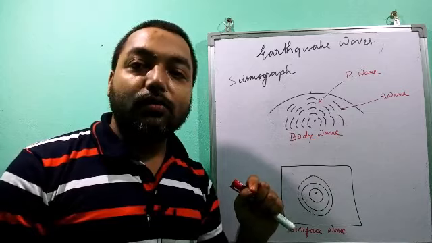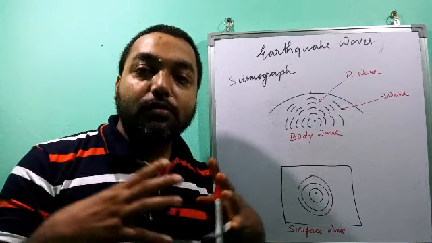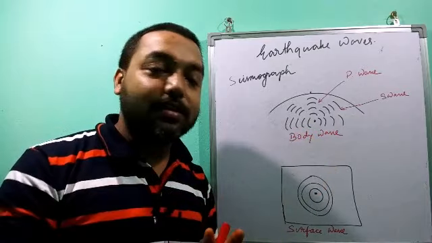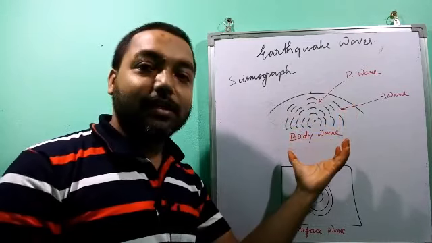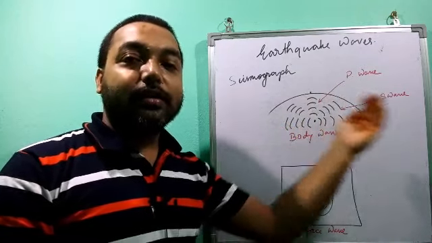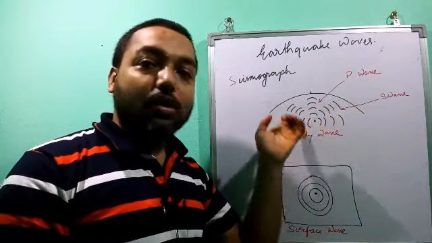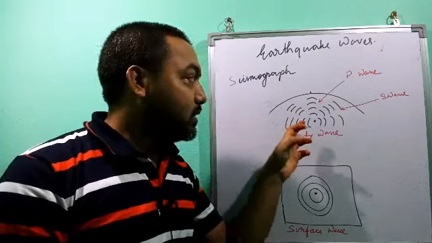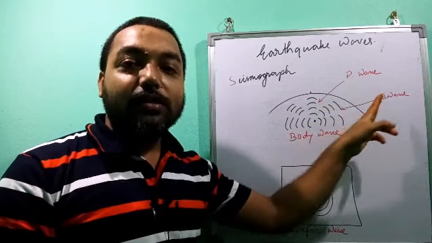Body waves are those which move from the focus in all directions inside the earth. This is the surface of the earth, this is the interior of the earth. Inside the earth only, they move in all directions. These are all called body waves. Body waves are of two types: one is the P wave, the other is the S wave.